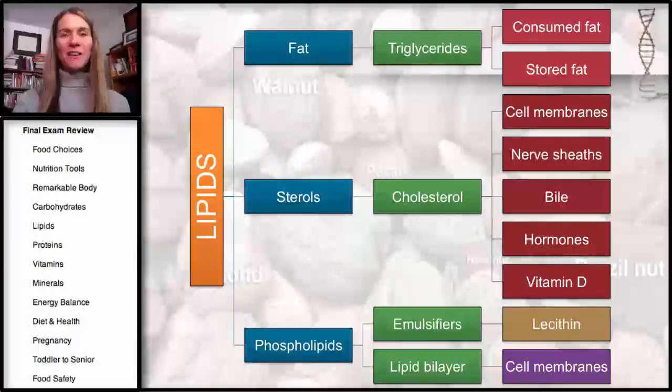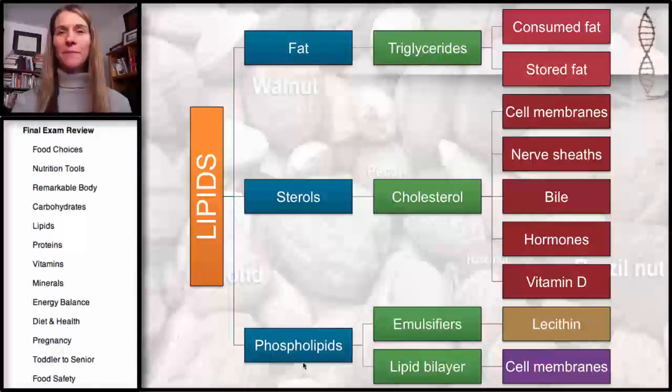This section of the final exam review is going to be on lipids. And what I want to start with is the categories of lipids. Within the categories of lipids, we have fat, our most well-known lipid, sterols, and phospholipids. Now remember, cholesterol is a sterol, is a lipid, while fat is a lipid.